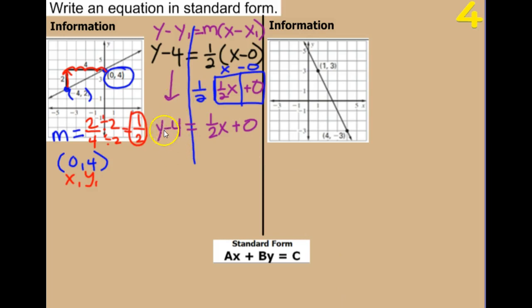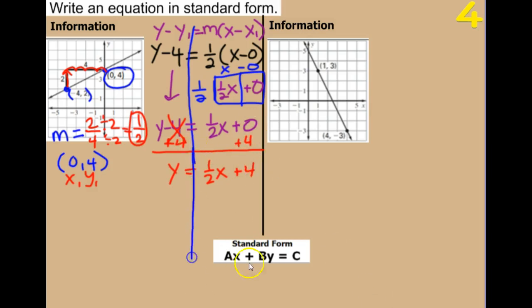And then we want y by itself. So I'm going to do the opposite of subtracting 4, which is adding 4. Notice I only added it under the number because I can't combine the 4 with the x. So I have y equals 1/2 x plus, well, 0 plus 4 is 4.